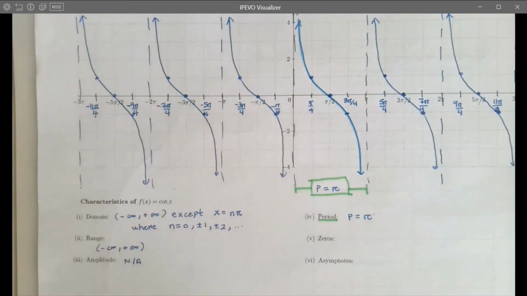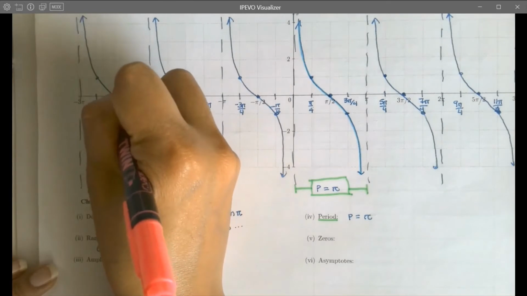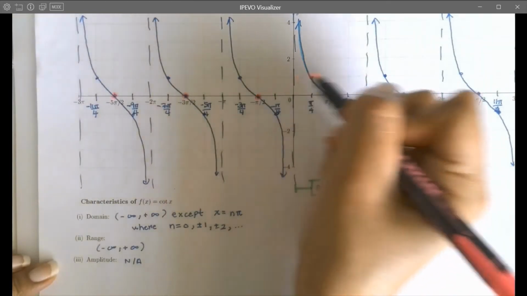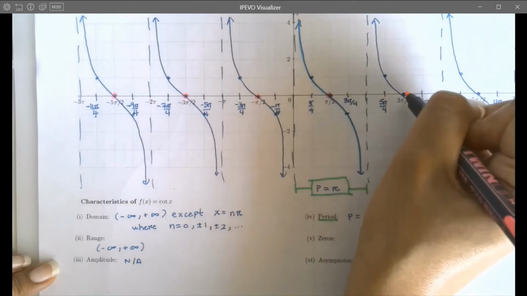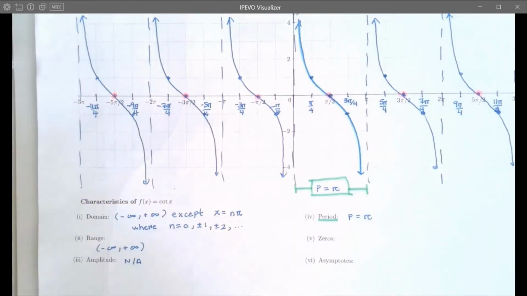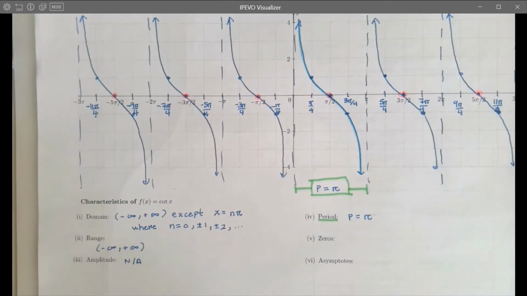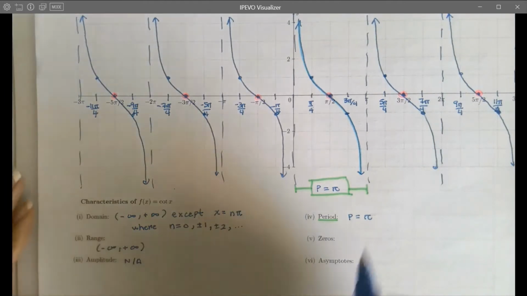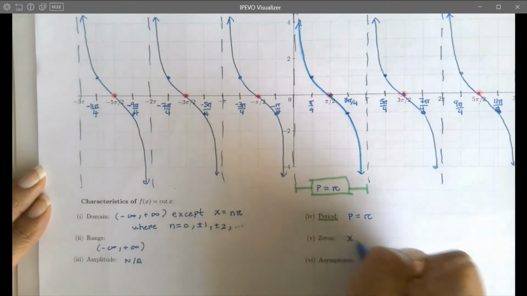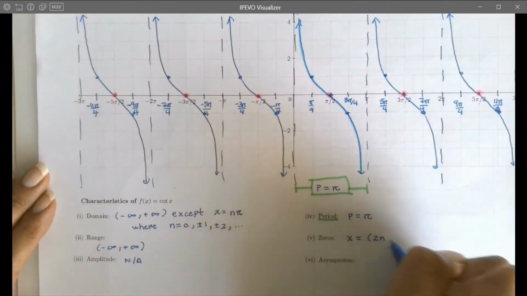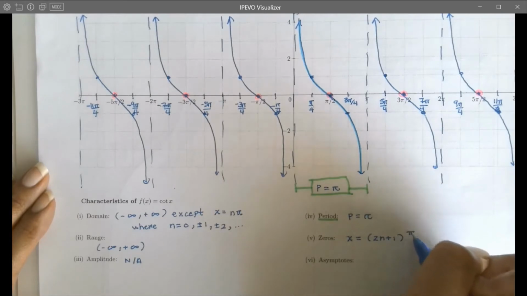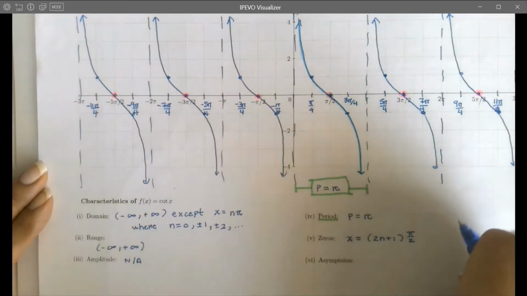Okay, what about zeros? Where does the graph touch the x-axis? Well, that happens at negative 5 pi over 2, negative 3 pi over 2, negative pi over 2, pi over 2, and so on and so forth. So the pattern that they all have in common is that they are odd multiples of pi over 2. So the zeros are at odd multiples, so that's 2n plus 1 times pi over 2, where n is going to be 0, plus or minus 1, plus or minus 2, and so on and so forth.